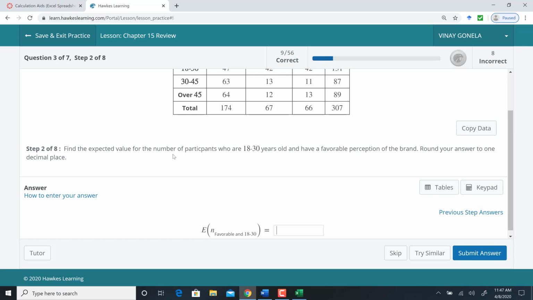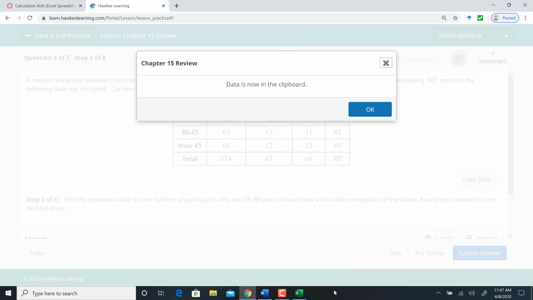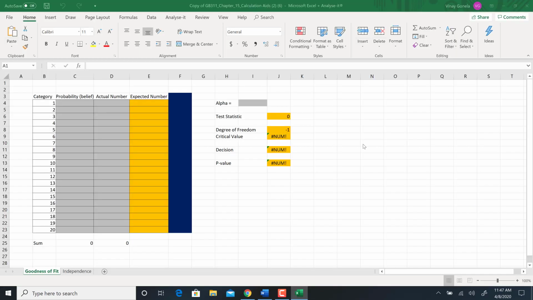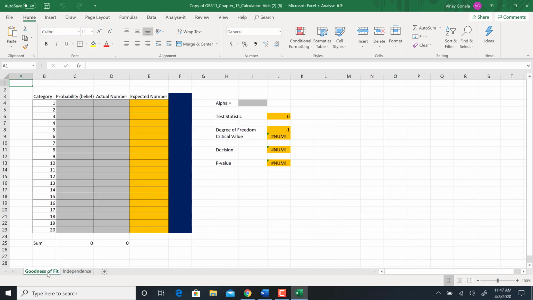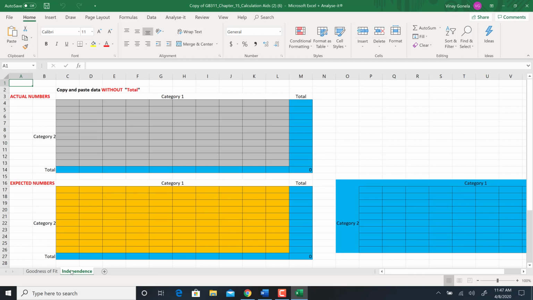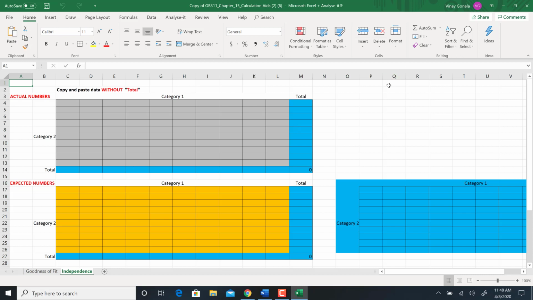The next one is find the expected value for participants whose age is 18 to 30 and have a favorable perception. So they are asking us to calculate the expected value again. I will copy this data and then paste it. Again, this is an independence problem because we are comparing two different variables. I think mostly in Hawk's learning, you shouldn't see much of goodness of fit. I think we removed those problems. We are only dealing with independence, so I suggest you use independence. Goodness of fit, I tried to explain for understanding purposes, but we are not testing on that. So again, this is an independence problem.